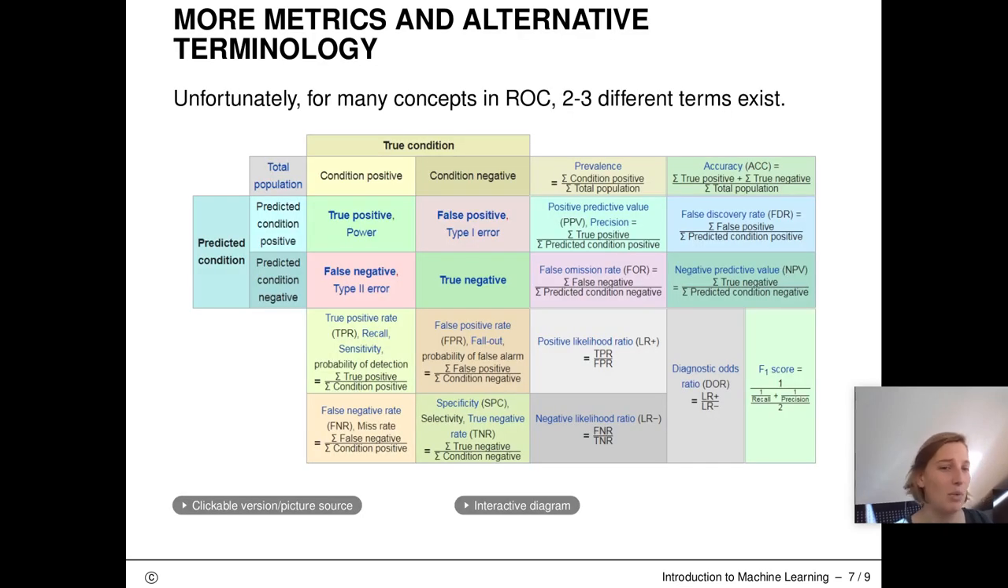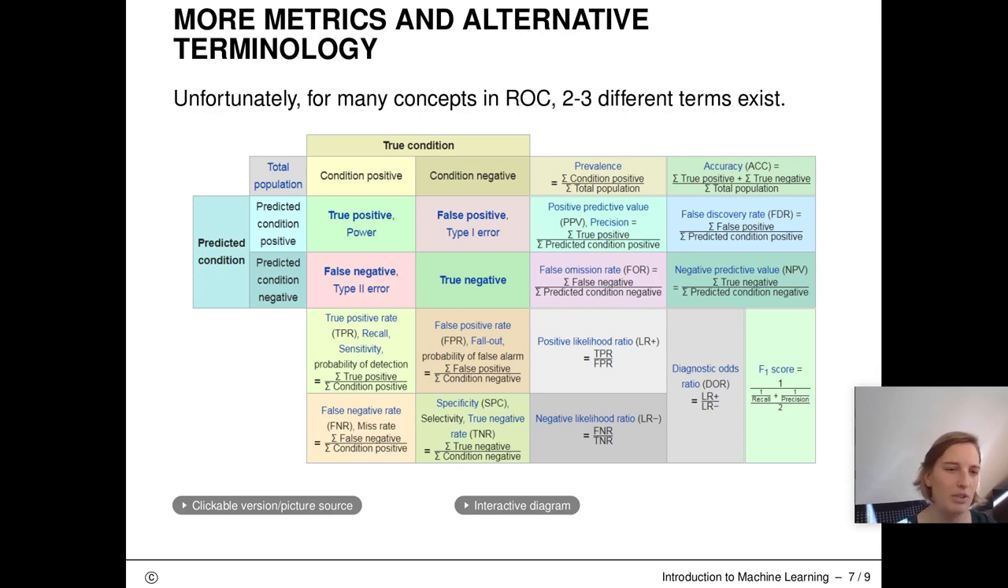Now there's even more ROC metrics that you can create from this 2x2 confusion matrix. There's, for example, the false negative rate, which is simply 1 minus the true positive rate. Or you have here the false positive rate, which is 1 minus the true negative rate. And then there's, for example, the prevalence or the false omission rate or all these other measures listed here.